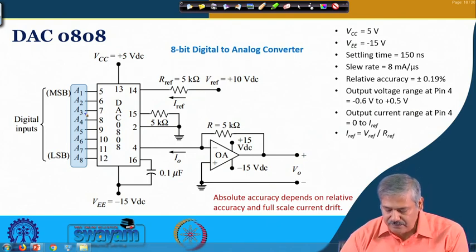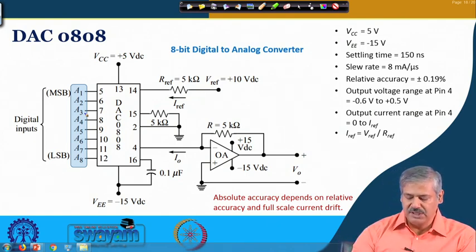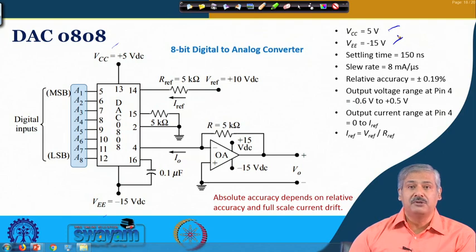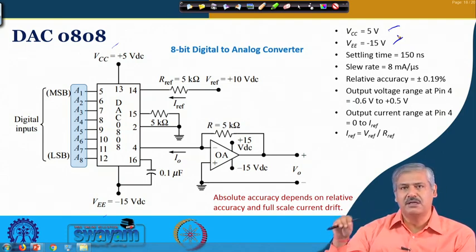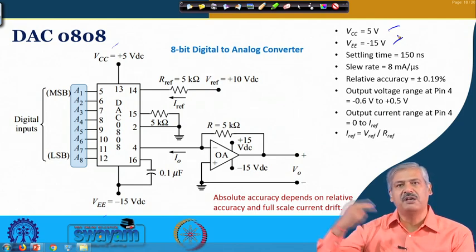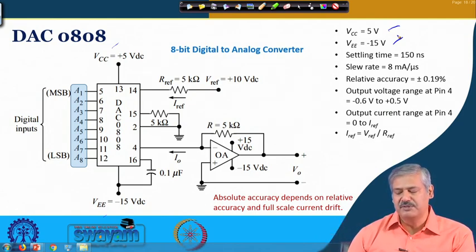The other things you see here are the power supplies, 5 volt and minus 15 volt. Then the settling time, as I told you: the data is read through the read strobe, and the transients, rise time, fall time, all get settled. Then next time you can read the data again, so the settling time is important.